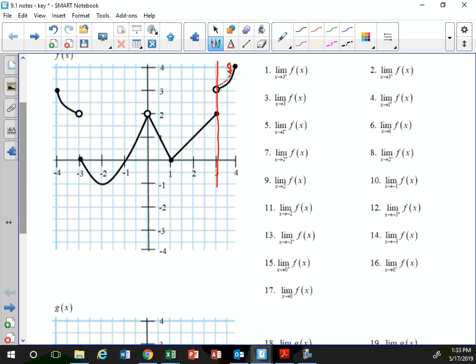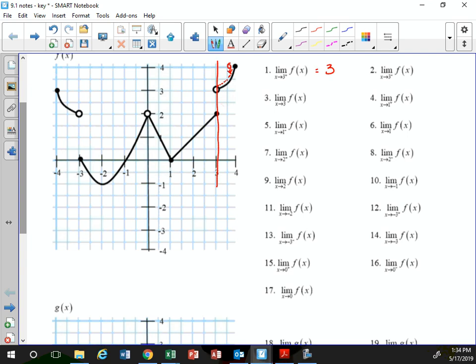So as he gets closer and closer to that wall, what y value is he approaching? Okay, I heard lots of things. 3. What y value is my little guy getting close to? 3. You are done with number 1. All right, so number 2.